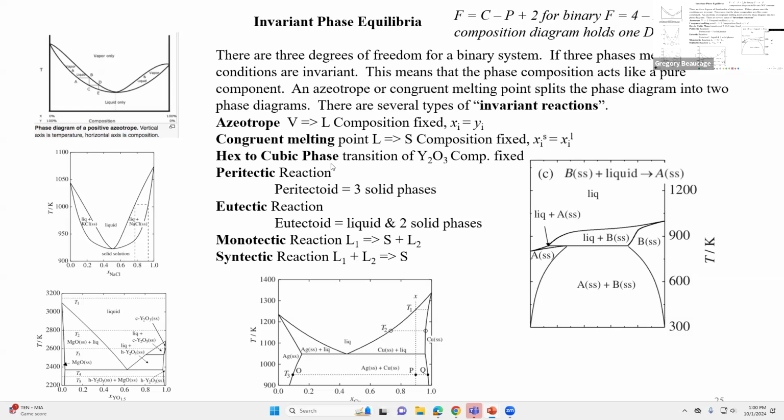And then peritectic is like 3 solid phases in equilibrium. And then eutectic, you have liquid to 2 solids. Monotectic is liquid to solid plus liquid. So 2 different liquids and a solid. And then syntectic is 2 different liquids going to a solid. Right. And basically all those can be found in the various phase diagrams in here.